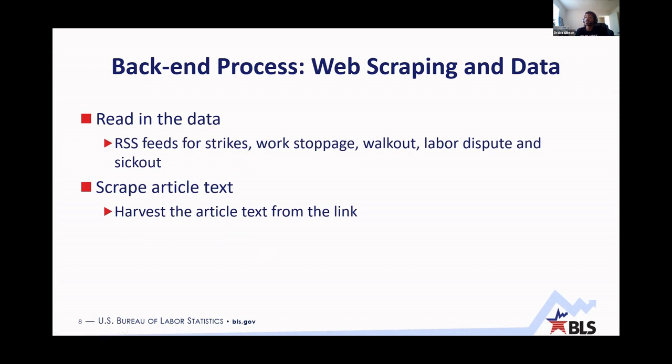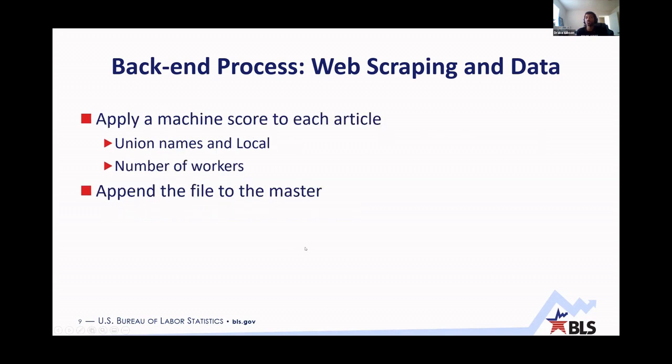So basically what we're going to do first, we update our RSS feeds every day for strikes, work stoppage, walkout, labor dispute, and sick out. These are the search terms that we use within ProQuest to get all of our batch of articles. We then scrape the article text using rvest. We then scrape and clean them using the article link. ProQuest has a special article link for each article. So if you go on ProQuest, search the article and pull it up, that link is actually not the one they use to actually store the article within their database.